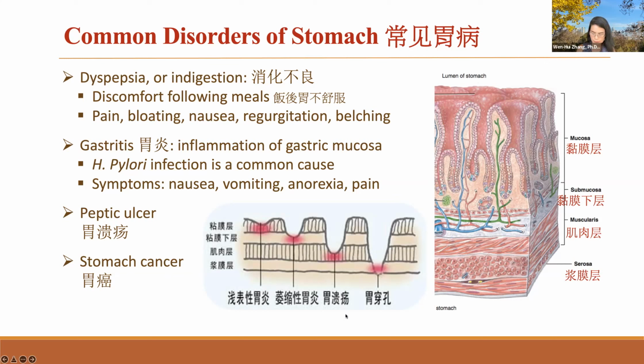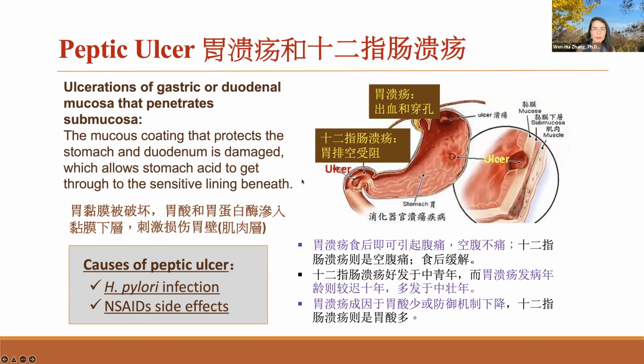Stomach cancer. Peptic ulcer is a risk factor for stomach cancer, and we have a class just talking on cancer. So for the peptic ulcer, the causes could be H. pylori, a bacterial infection, or the side effects of non-steroidal anti-inflammatory drugs.